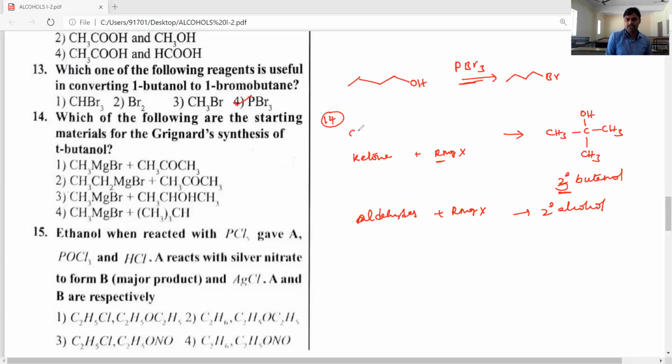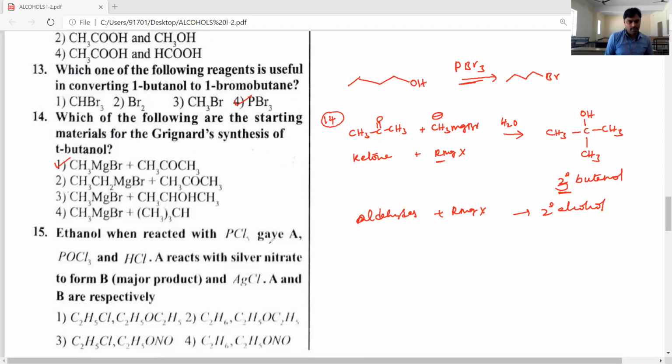So the ketone is acetone, CH3-C=O-CH3. Acetone reacts with methyl magnesium bromide, CH3MgBr, followed by hydrolysis. Then we are producing tertiary butanol. So methyl magnesium bromide reacts with acetone. The first option is correct. Okay, next one.